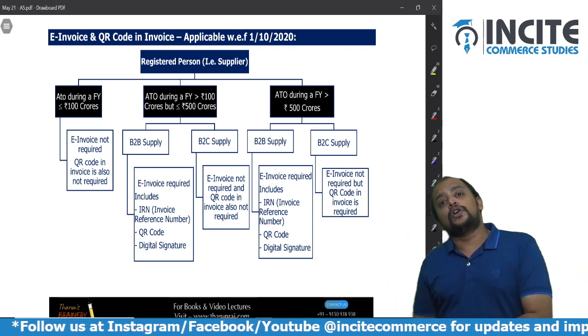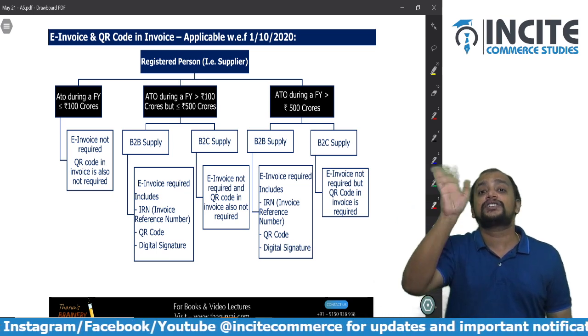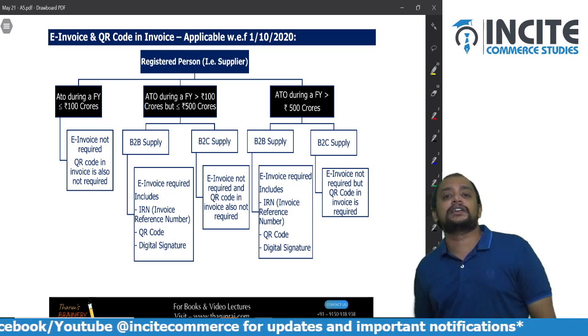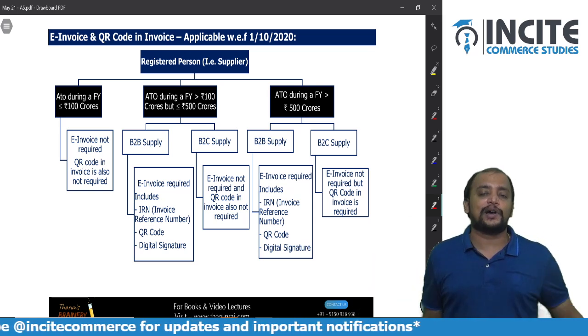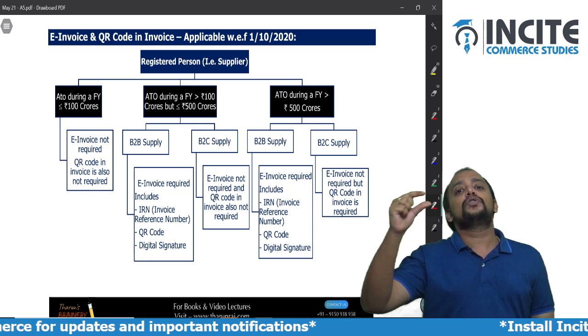So QR code is not e-invoicing. Just having a QR code is not e-invoicing, because e-invoicing means three things should be there: invoice reference number, QR code and digital signature. When you put a QR code, the supplier is putting that QR code. That is just to check the authenticity of that invoice, that QR code is fixed.